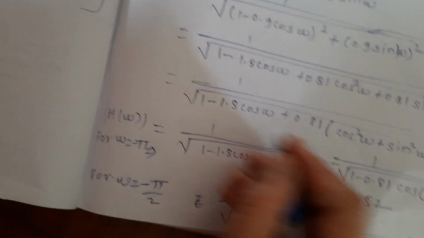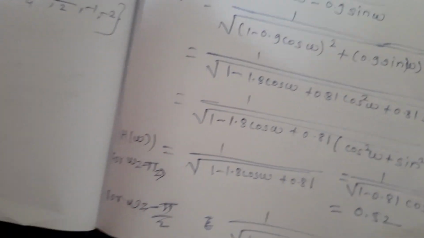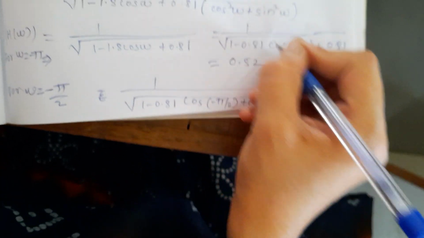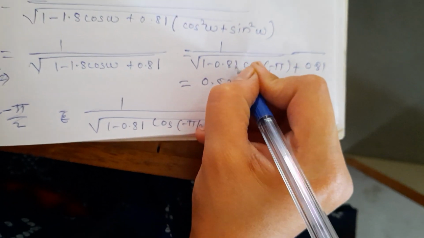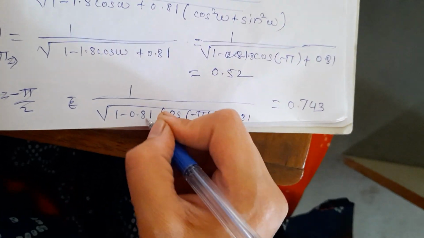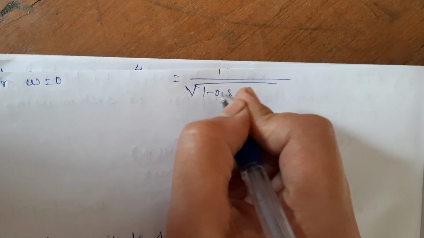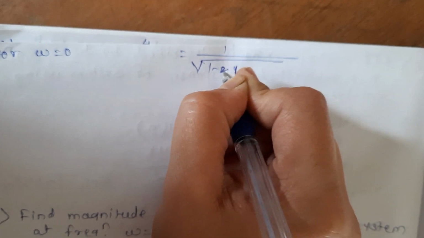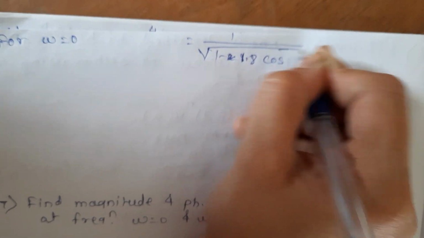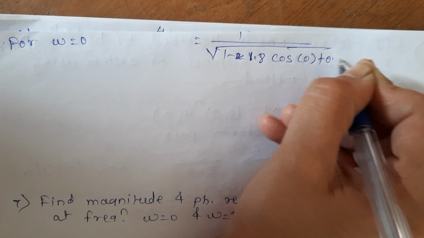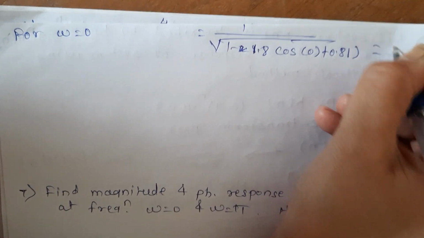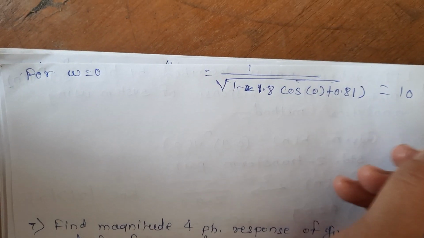Sorry, it is 1.8, not 0.81. So it is 1 minus 1.8 cos of 0 plus 0.81, which equals 0.1, so this value is 10.